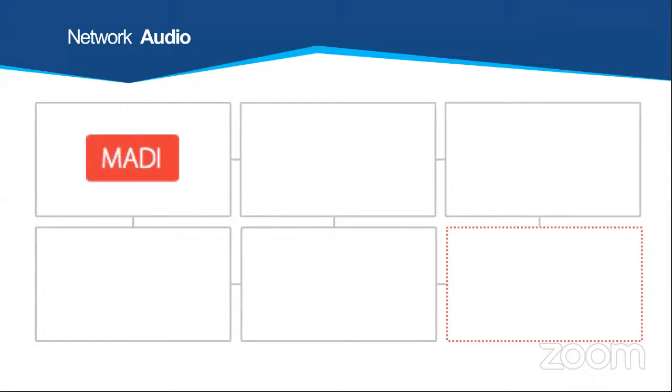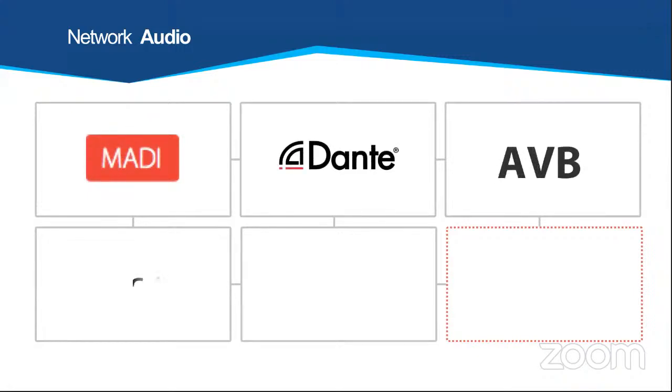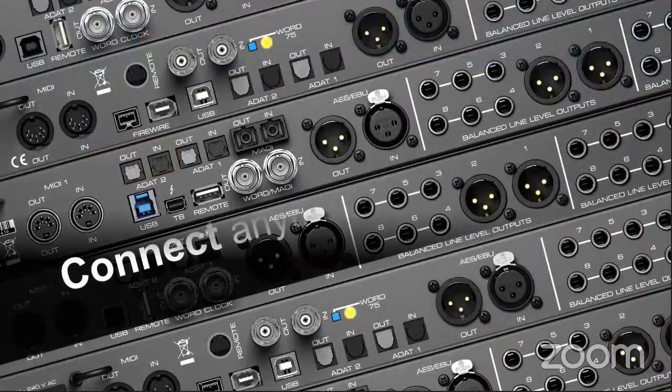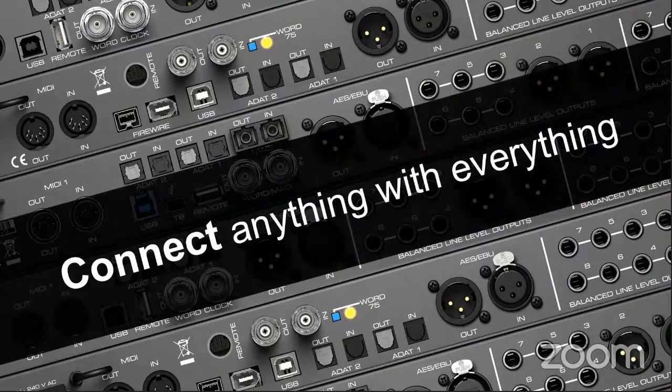Okay, so we talked about MADI and Dante and AVB, and we still have analog audio and we still have digital audio like AES/EBU and ADAT, Lightpipe, and S/PDIF and stuff like that. So what's the missing link? Because inevitably, as an AV professional, you're going to run into situations where all of these formats are going to collide with each other, and you need to be able to know what's out there to deal with that. So we want to talk a little bit about connecting anything with everything.